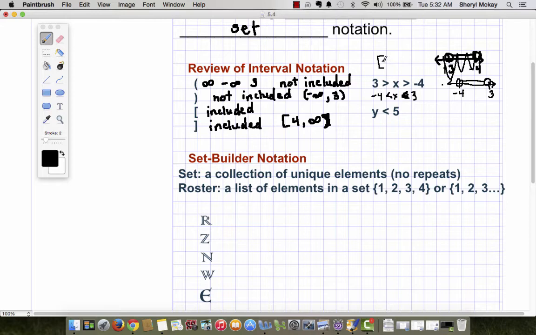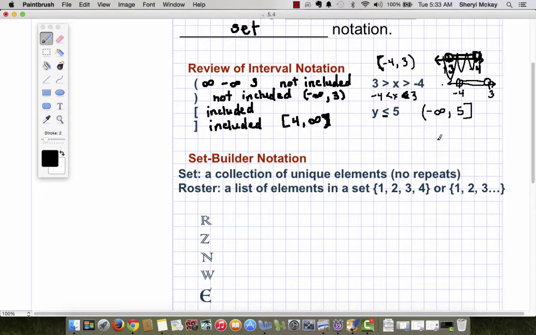But if we were going to write it in set notation, I'll put it up here. We will say that that's curved. We have negative 4 and 3. So we're going from negative 4 to 3, and negative 4 and 3 are not included. Let's put a line underneath that. And this one, we're going to say this would be the range. We're going to say that y is less than 5, so that means that it goes forever, starts at negative infinity, and it goes to 5, and 5 is included. All right, so that's just a quick review of interval notation.